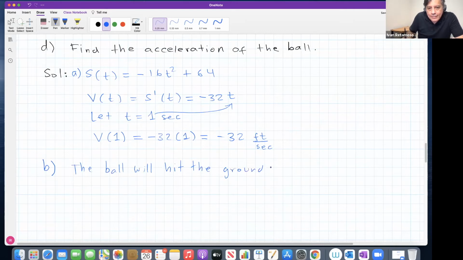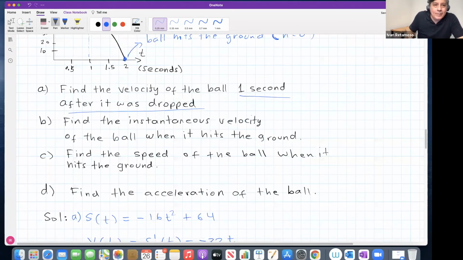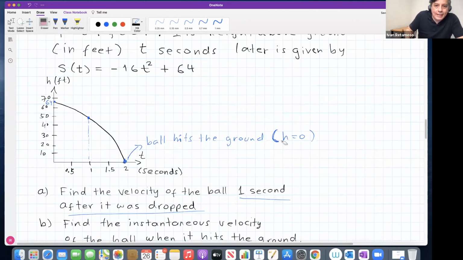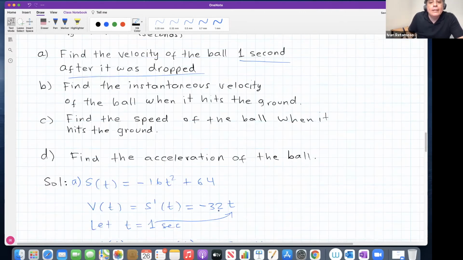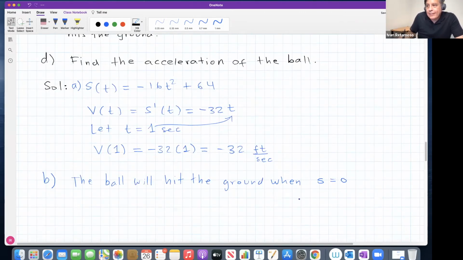when S equals 0, right? The distance. I wrote H, but it will probably be better if you write S because it's the position, measured vertically. S is 0. When S is 0, the ball will hit the ground. So at this point, you can understand the height when you look at it.